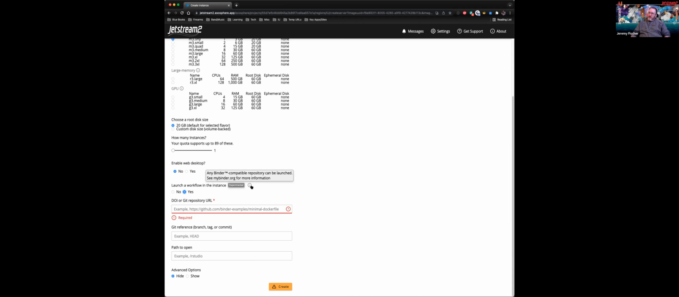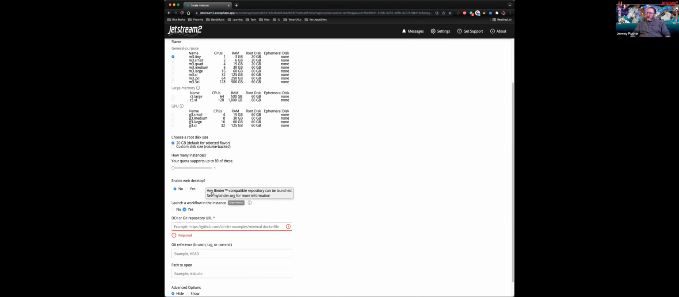And as you know, I'm over the tooltip right now, any binder compatible repository can be launched. So there's the reference to mybinder.org. This has been one of the things that the Exosphere maintainers have been very passionate about, which is integrating easier workflow recipes, I guess is the right way to put it, into Exosphere to make it easy for researchers to come in and basically point to their repo, point to their MyBinder project, and just have it integrated from the start, trying to make things a little easier.